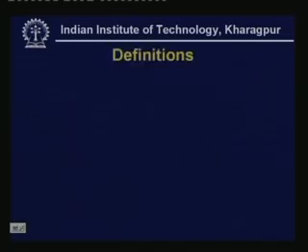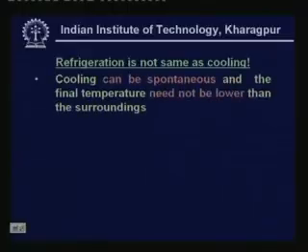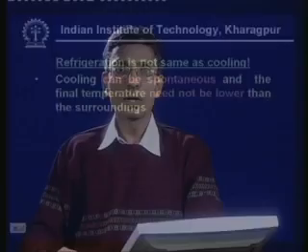Let us look at the definition of refrigeration. Refrigeration is defined as the process of cooling of bodies or fluids to temperatures lower than those available in the surroundings at a particular time and place. So you can notice that in refrigeration, cooling is involved, but refrigeration is not exactly the same as cooling. So what is the difference between refrigeration and cooling? Cooling can be a spontaneous process, and the final temperature need not be lower than the surrounding temperature, whereas refrigeration is not a spontaneous process, and the final temperature should always be lower than the surroundings. So this is the main difference between a normal cooling process and a refrigeration process.